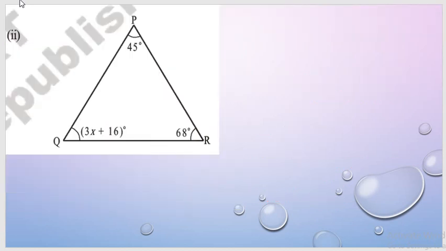Next, coming to the next problem. If you observe this figure, this is a triangle. In a triangle we know that the sum of interior angles is equal to 180 degrees. The triangle is PQR, so the interior angles are angle P, angle Q and angle R. If you add all those angles, angle P plus angle Q plus angle R is equal to how much? 180 degrees. Since the sum of interior angles of a triangle is 180 degrees, we are going to solve this problem using this concept.